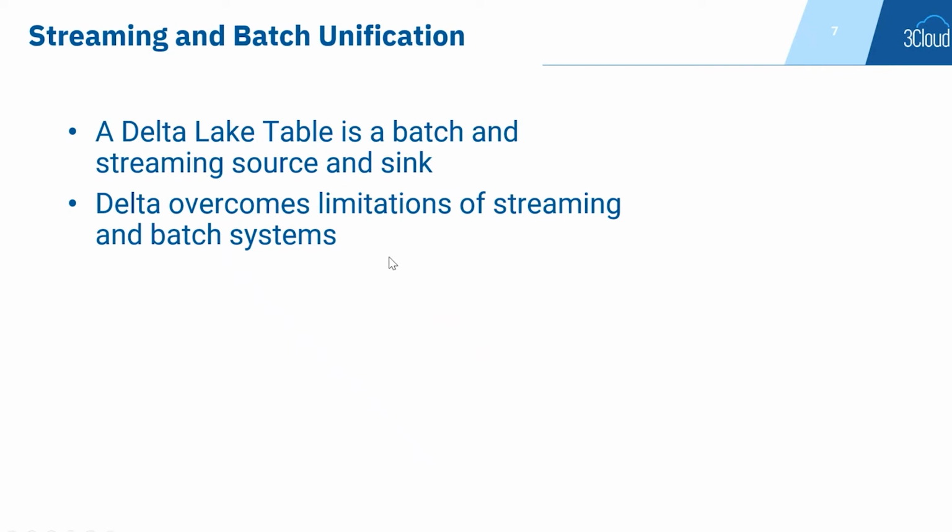Delta overcomes limitations of streaming and batch systems primarily because it no longer requires that you have two separate architectures to handle both batch and streaming data. You just simply use the same Delta table as a source and sink. And you can set up a streaming system with just a few lines of code, and essentially stream your data into your data set just as easily as batching it into your data set. So really, really powerful features there.